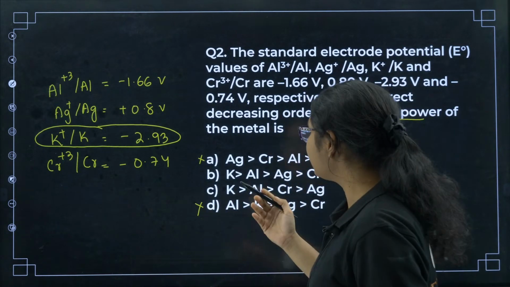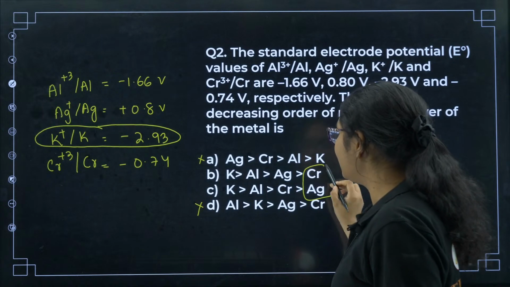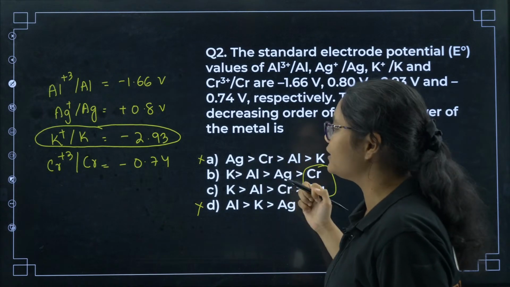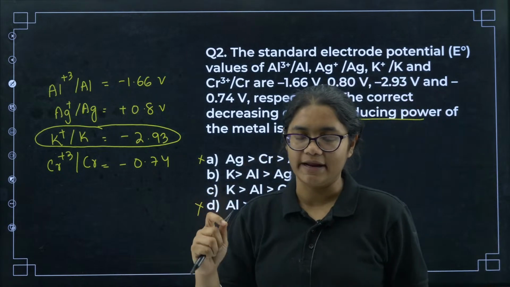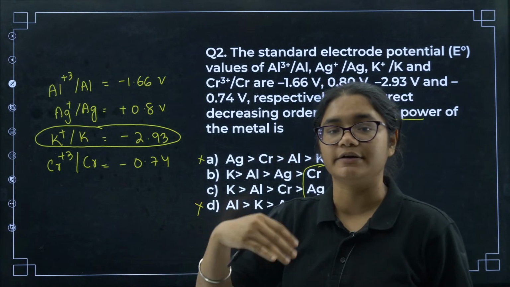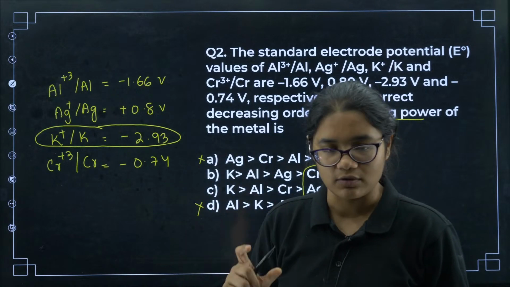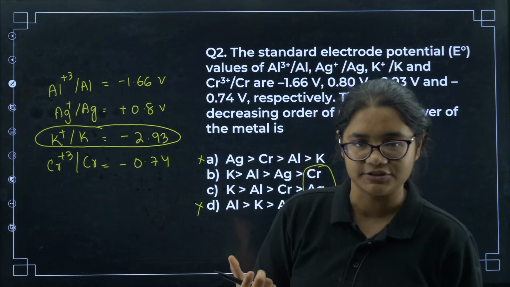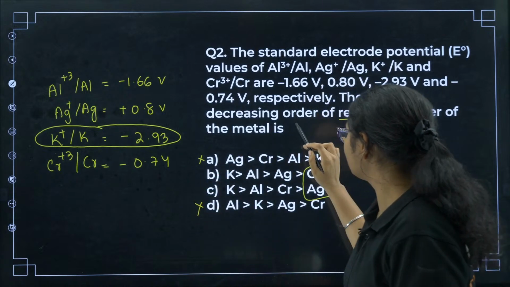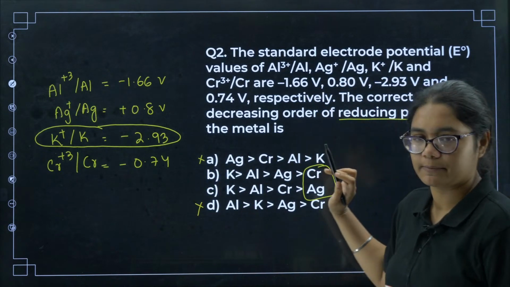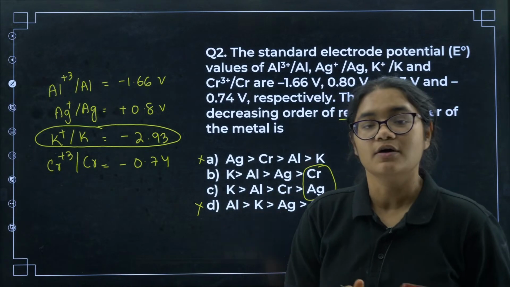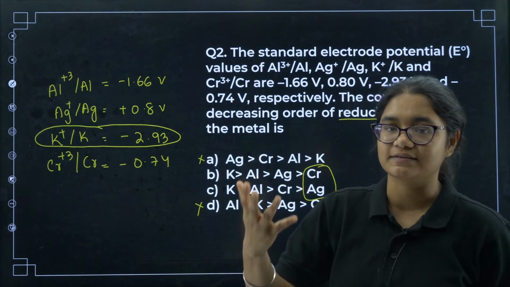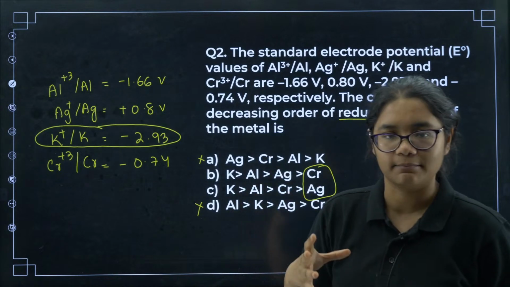Now if you see the next one, the last element is different in both the cases, so let us find the last element whose reducing power will be least. Least reducing power means it will reduce others, itself it will get oxidized. It is asking you the decreasing order of reducing power. It will reduce others, itself it will undergo oxidation. If oxidation potential is maximum, that means reduction potential is minimum.